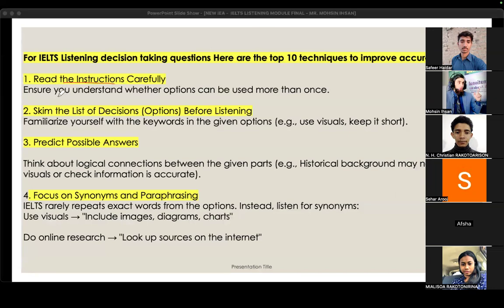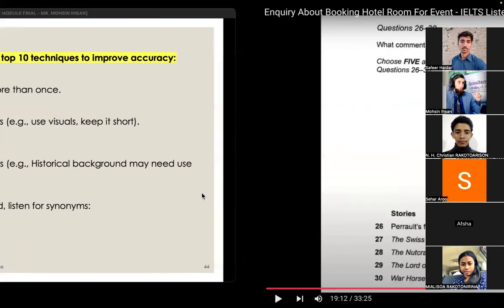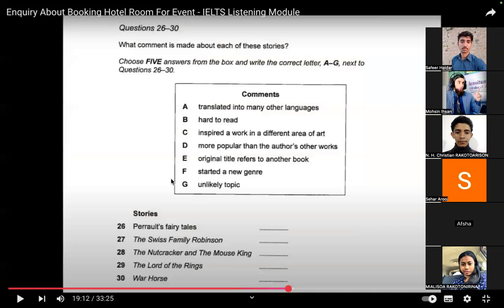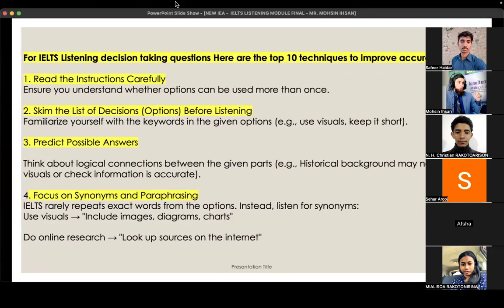Read the instruction carefully. Ensure you understand whether options can be used more than once, right? One option can be given to both two persons. Skim the list of decisions options before listening. Familiarize, like skim what we did right now. This was a skimming. Familiarize yourself with the keywords. This is skimming, right? In the given options, e.g., use visuals, keep it short, like we see. We see such words. Let me take it out. Translation, difficulty, inspiration. These were our keywords.